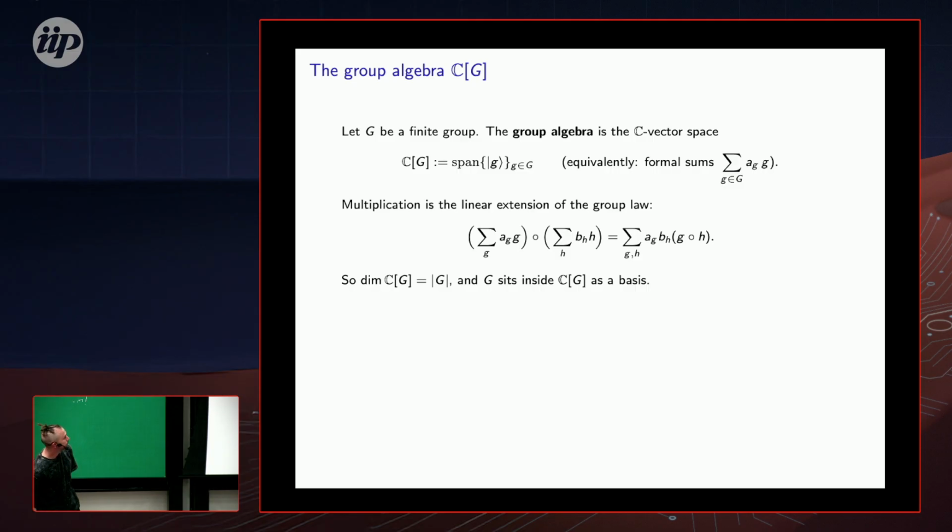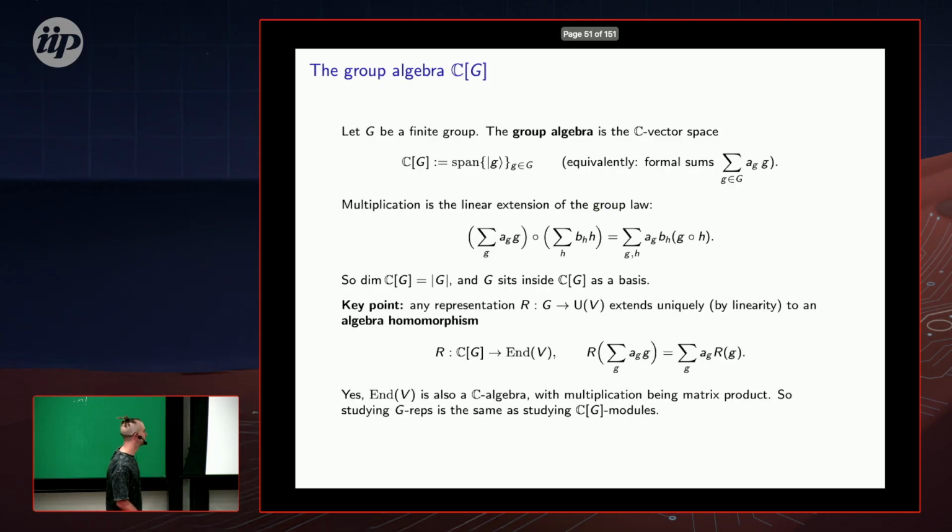So given a finite group, we define the group algebra as the vector space with a formal basis being the group elements. We already did this with a set, right? So it's the same idea. The only difference with a set is that in this vector space we now have a product, which is the group law. The dimension of the vector space is the order of the group, and the group is the basis of this vector space.